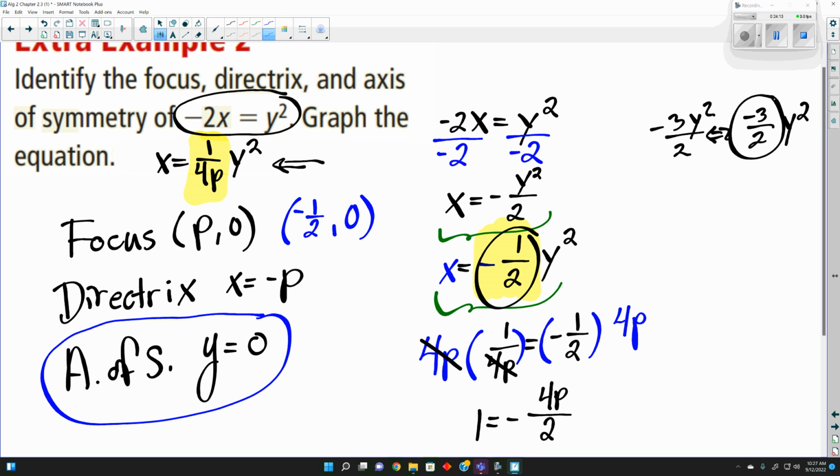Now the other part is the directrix. Directrix, so here x equals negative P. So it'd be positive 1/2. That's it. Questions on this here? We ready for the next one?